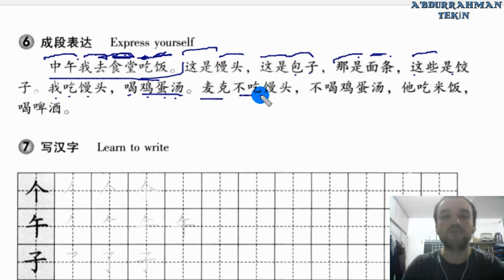麦克不吃馒头. Mike doesn't eat 馒头. 不喝鸡蛋汤. Doesn't drink egg soup. 他吃米饭. He eats rice. 喝啤酒. Drinks beer.